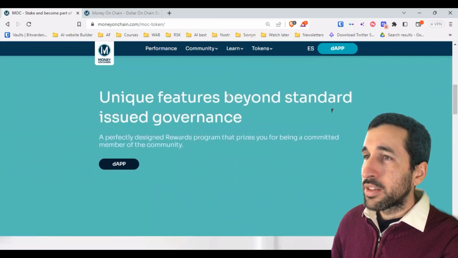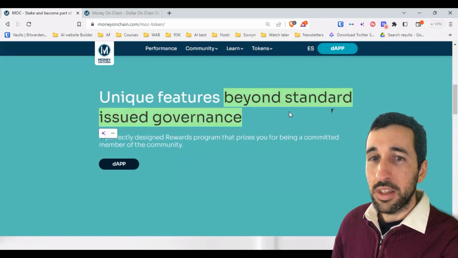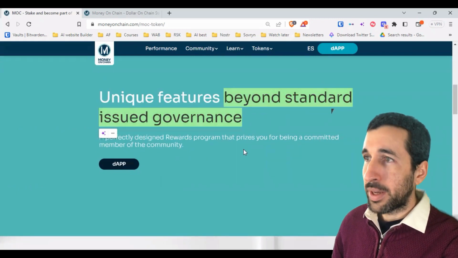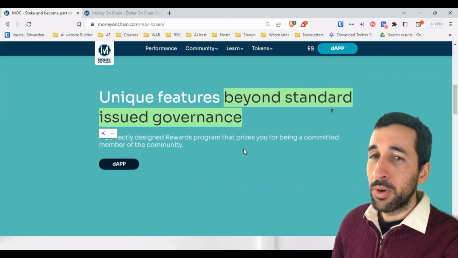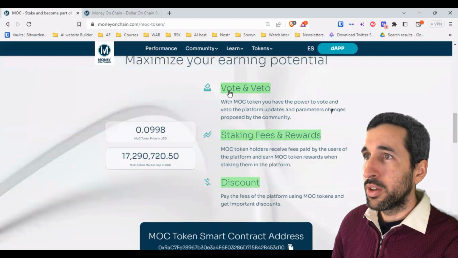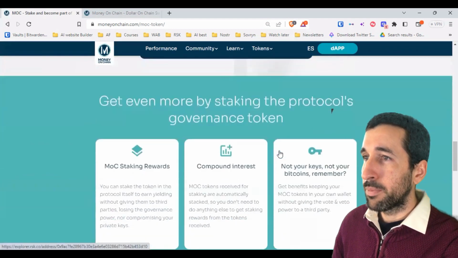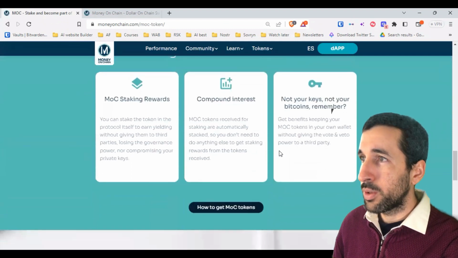So this is why it says that it has unique features beyond standard governance, because you also get the discounts and you get the passive revenue in the form of more MoC tokens. Okay, here we go again. Vote and veto, staking fees and reward, and discount. It just explains a little bit of what we already explored, but this is something that I wanted to show you because it's very important.